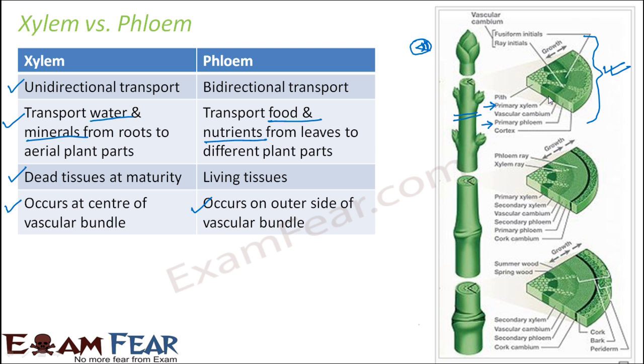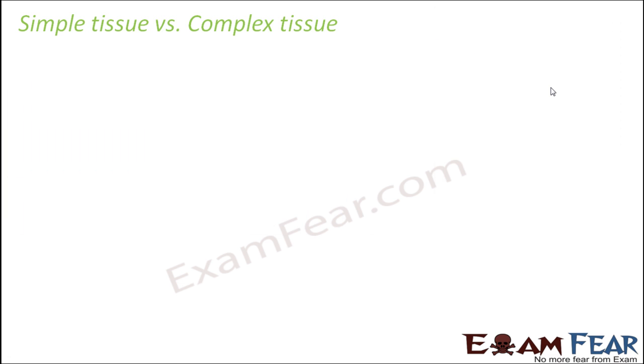Here, this dark green colored structure is your xylem. And which is the phloem? This light green structure is the phloem. So xylem lies towards the center of the vascular bundle and phloem lies towards the outer side of the vascular bundle. These were the major differences between xylem and phloem, and with this we end our discussion on plant tissues.